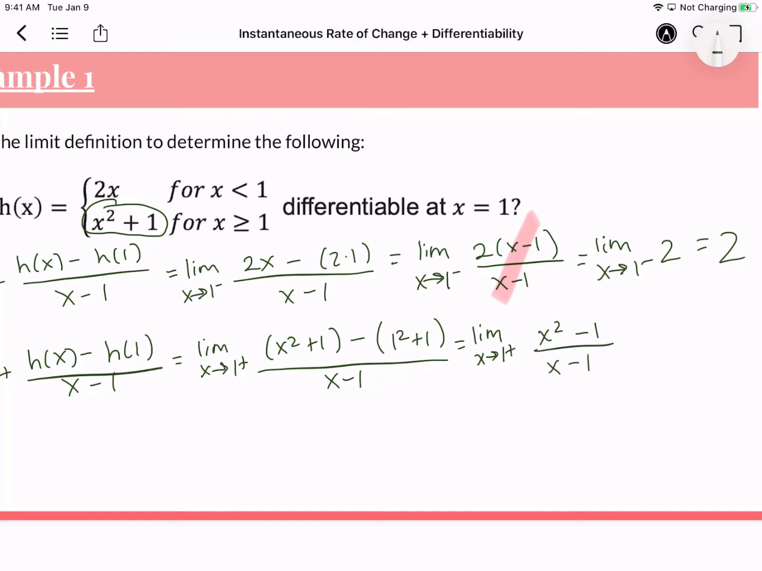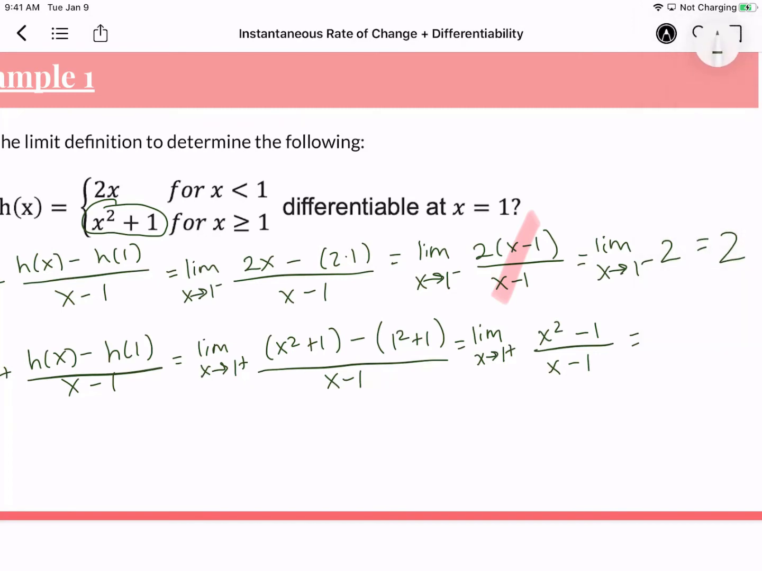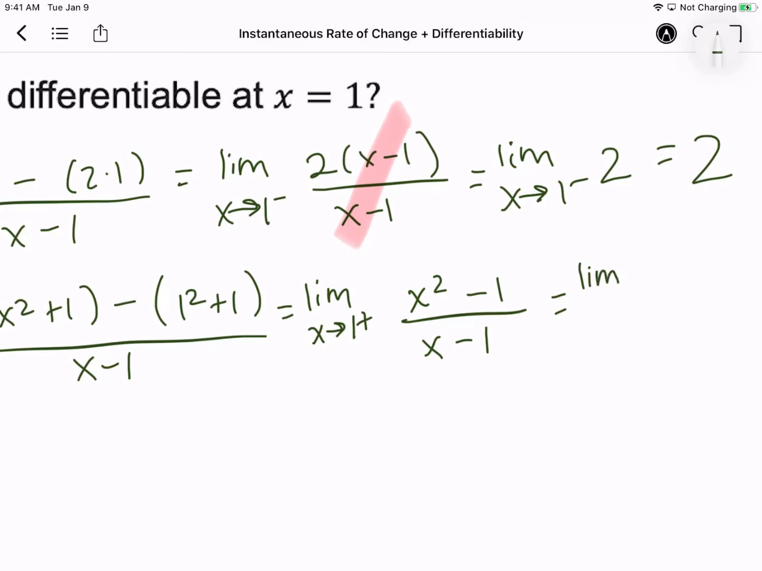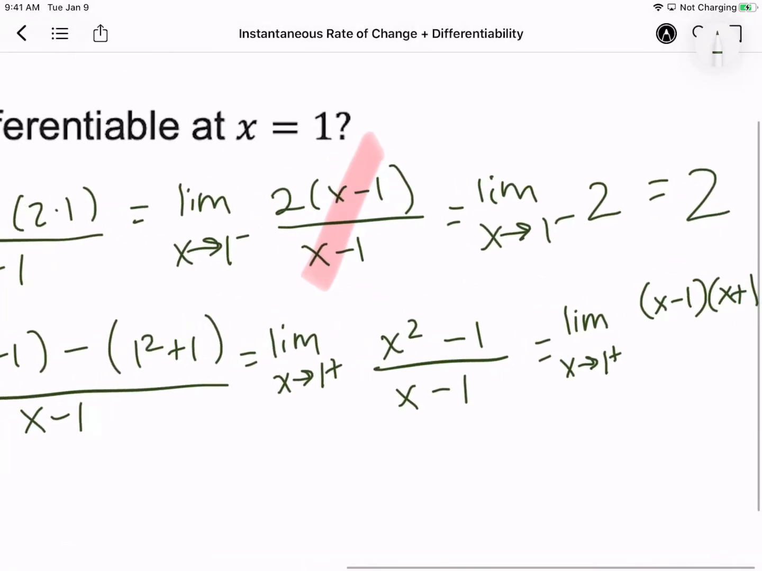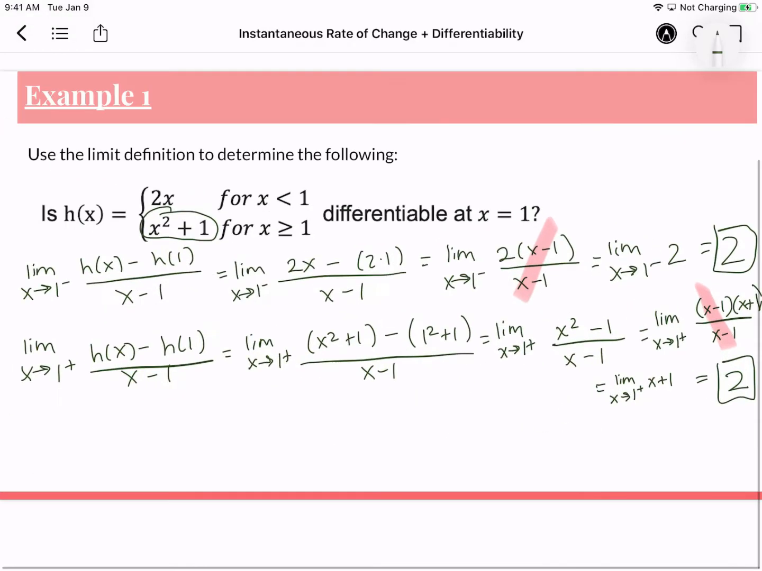Cool. Again, if I tried to plug in 1, I would get 0 over 0, which is an indeterminate form. So I have to use my limit strategies, the first one being factor. So I'm going to factor the numerator again: x minus 1, x plus 1. I can see that x minus 1 cancels out again. Whoosh, go away. And so I'm left with the limit as x approaches 1 from the right of x plus 1, which equals 2. So the left-hand and the right-hand limits are equal to each other.